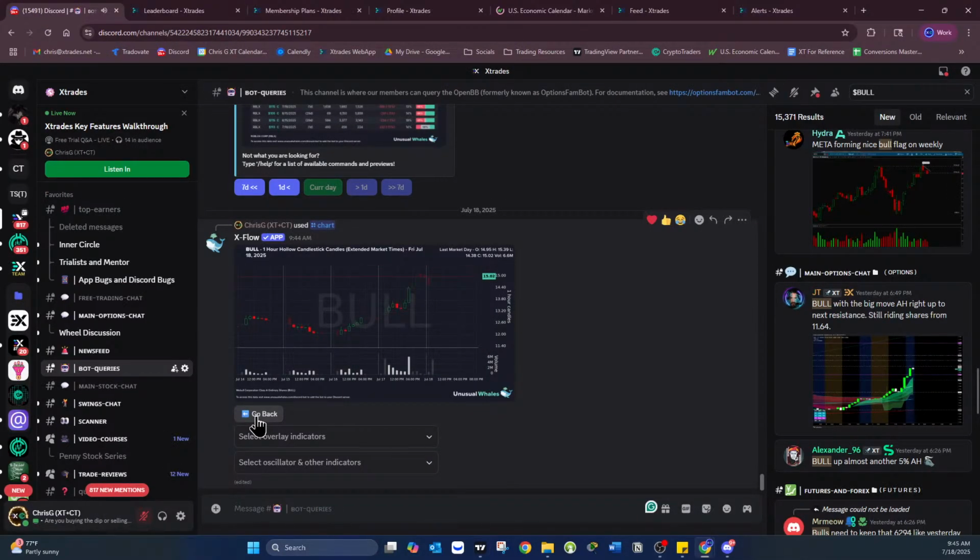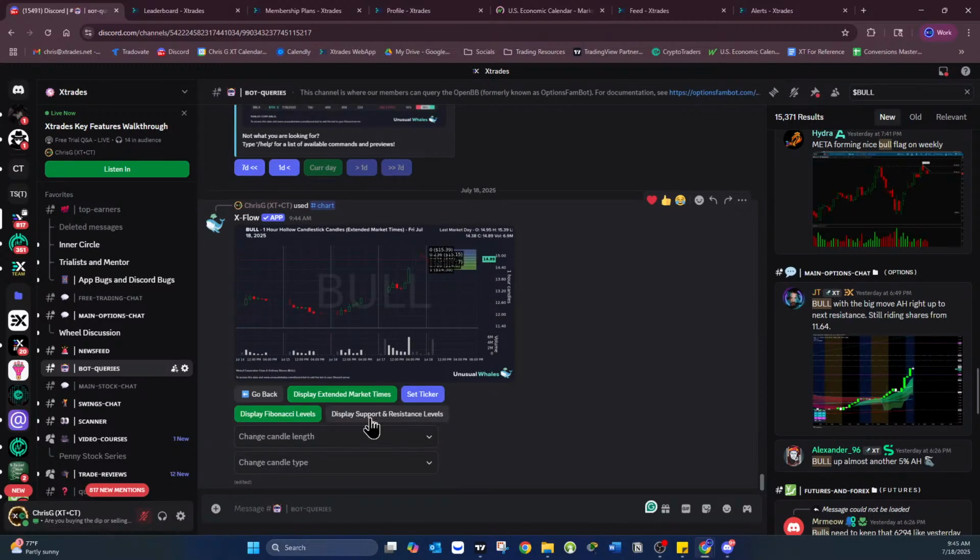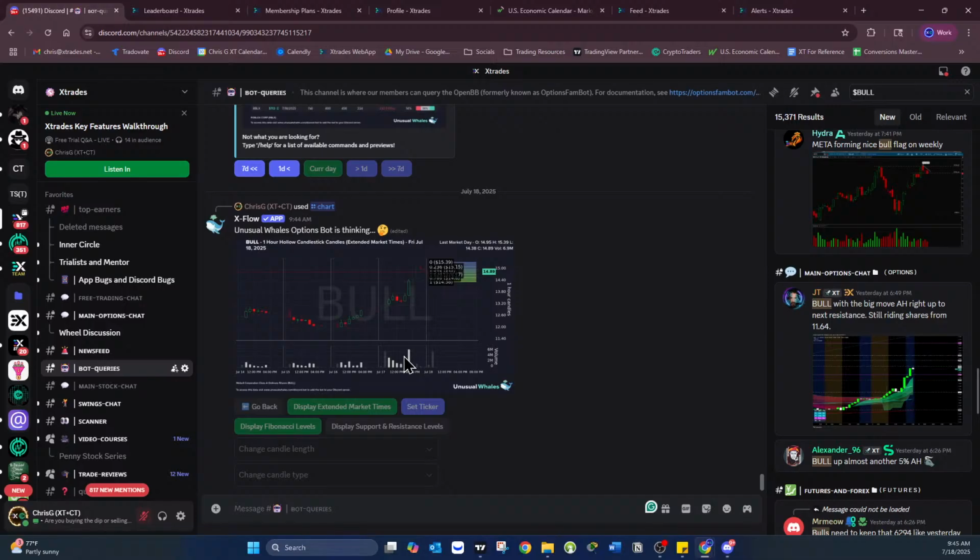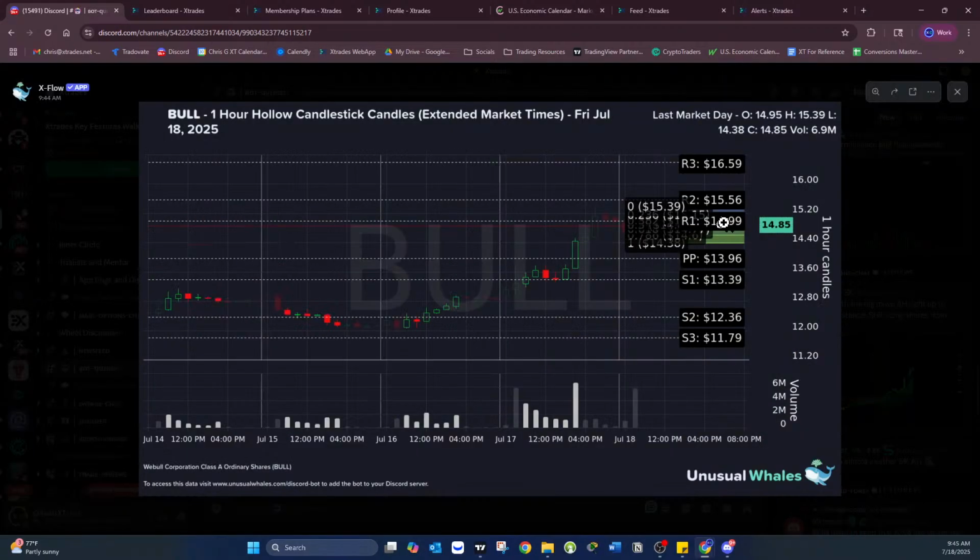Let me go back. Display fib levels. Display support resistance levels. Look at this, this is crazy. Who needs your own charting when you could just use this? Right? Resistance number 1, 14.99. Number 2, 15.56, meaning this is the next line of resistance. So basically you can consider these price targets. This is a nice feature, man. You guys should be using this to your advantage as well.